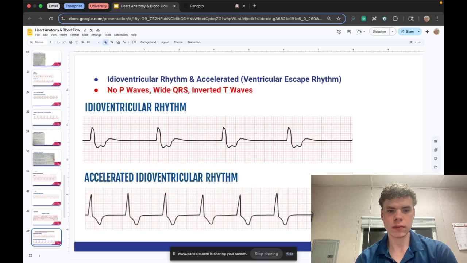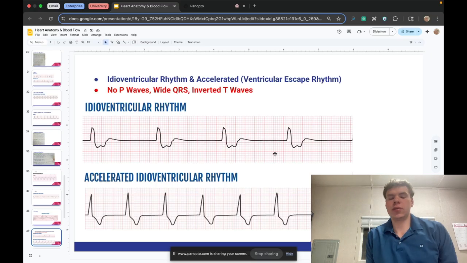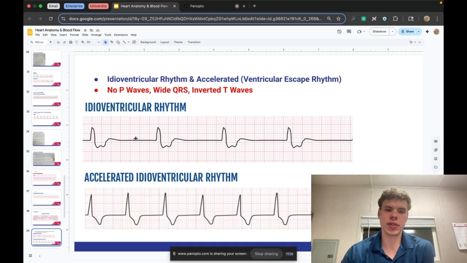Now getting back to some rhythms that are not as lethal. This is your idioventricular rhythm. It's what I mentioned earlier, basically the rhythm of the ventricles when it takes over as the pacemaker. Ventricular escape rhythm is another word to call it. There are no P waves, there's going to be a wide QRS and inverted T waves, and also it's going to be a slow rhythm.